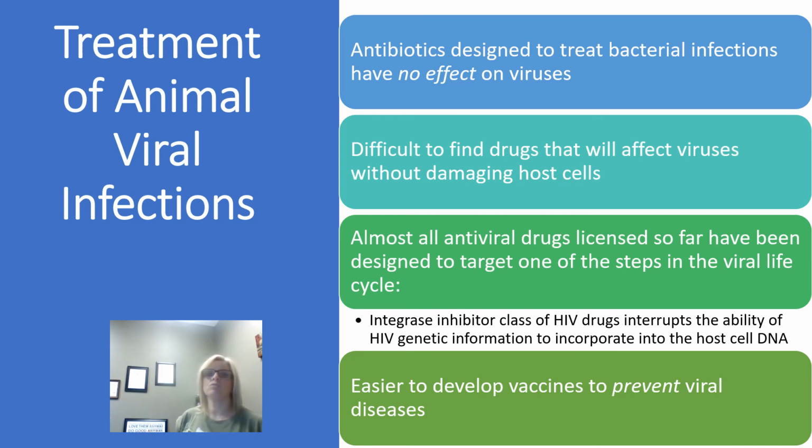Current antiviral drugs typically target steps of the life cycle. All right. Things like we have integrase inhibitors, which is going to be a class of HIV drugs that interrupts the ability of the HIV genetic info to be spliced into the host cell DNA. Okay. Much easier to develop a vaccine and prevent a virus than to treat a virus.